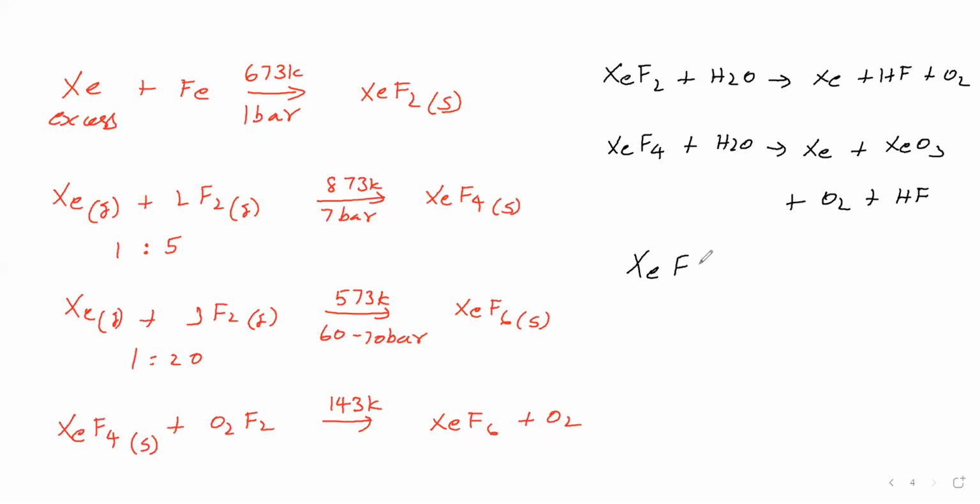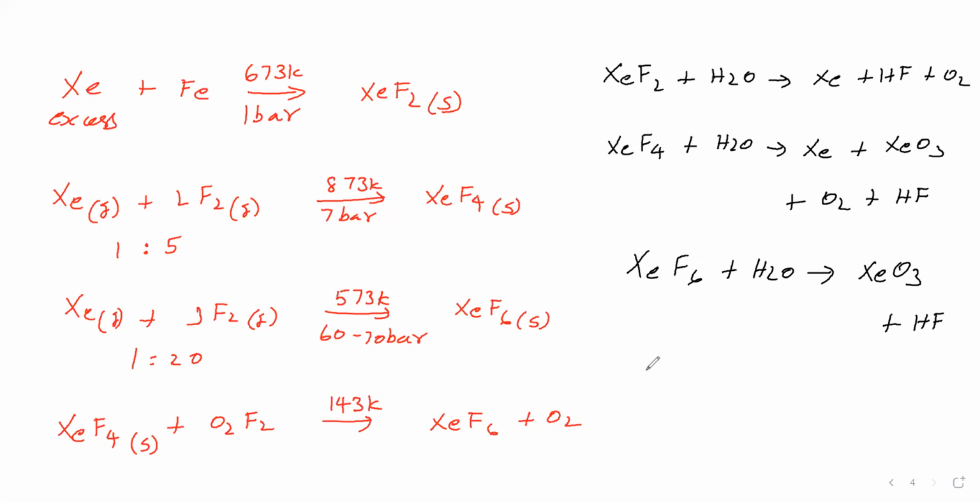Then we will take xenon hexafluoride. This undergoes hydrolysis to give xenon trioxide and HF. Here xenon is +6, and here also xenon is +6. No change in oxidation number. So when xenon hexafluoride undergoes hydrolysis, it is not a redox reaction. But XeF2 hydrolysis and XeF4 hydrolysis are redox reactions. XeF6 hydrolysis is not a redox reaction.